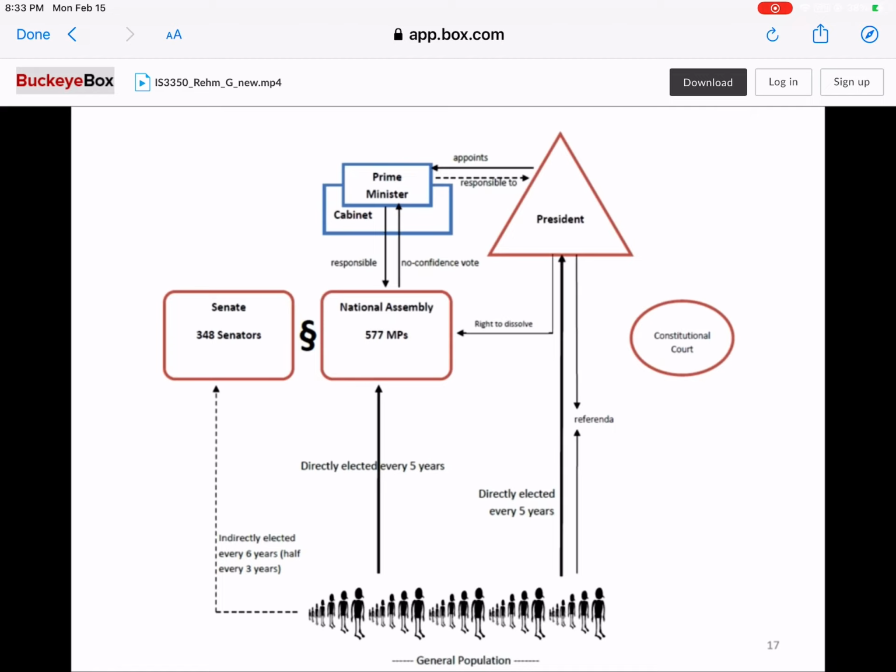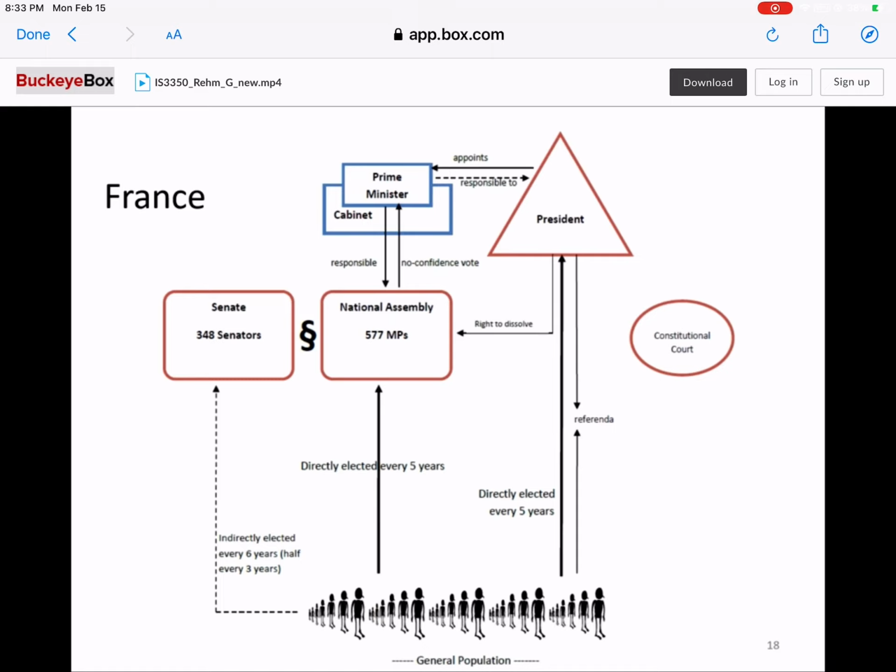So let's look at this political system, which is a real political system. Why don't you have a look and guess which country this is? Well, this is France. So the French political system works in the following way. We have, again, citizens down here, and the citizens elect directly every 5 years a president, and they also elect directly every 5 years a National Assembly.